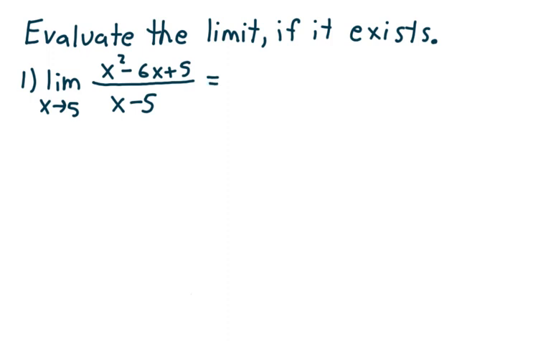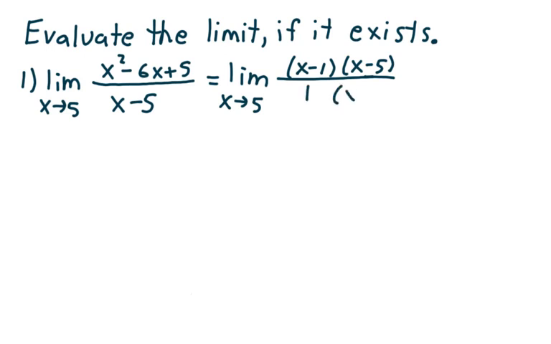Well, here's how we attack a problem like this. We can write this as the limit as x goes to 5 of... Now, in the numerator, I can factor this into (x minus 1) times (x minus 5). In the denominator, we can write this as 1 times (x minus 5). Now, remember, x is getting closer and closer and closer to 5. x does not equal 5.